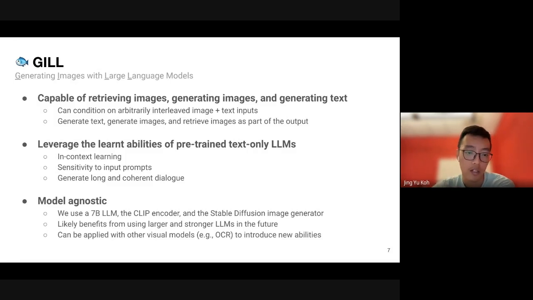GILL is also model agnostic. So even though in this work we use a 7 billion parameter large language model, the OPT model, we use the CLIP encoder and the Stable Diffusion image generator. All of these components can be swapped out for other pre-trained models, and you might imagine improved performance using stronger models released in the future, or swapping in other types of visual models like OCR models to introduce new capabilities to GILL.